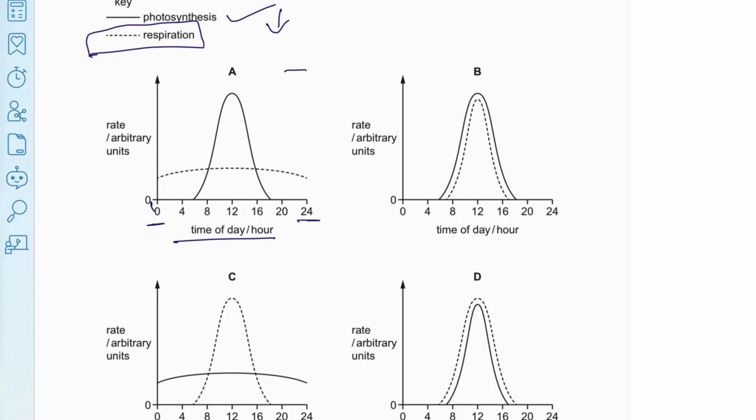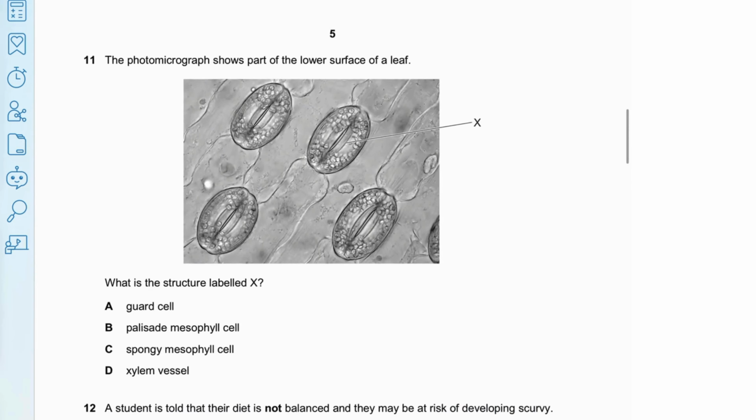So here it says for B, respiration increases and decreases. So B is wrong. For C, it says what? Respiration is increasing and decreasing. Also wrong. For D, it also says respiration is increasing and decreasing. Which one shows that respiration is steady, has no relation with night or daytime? A. So my answer is A. Next.